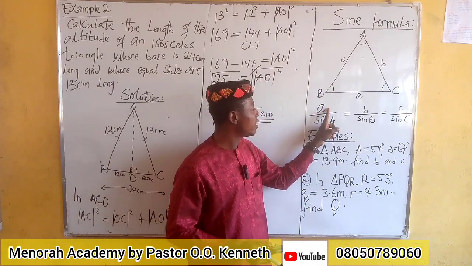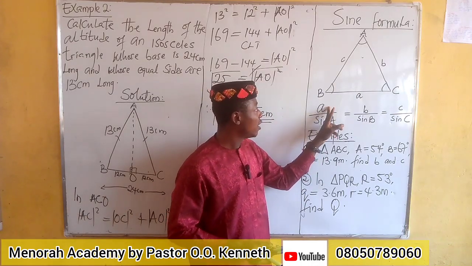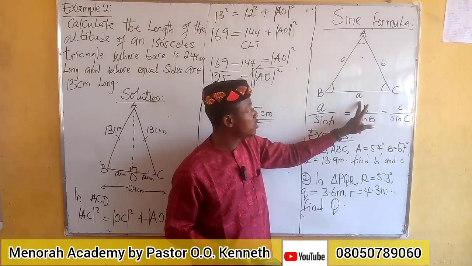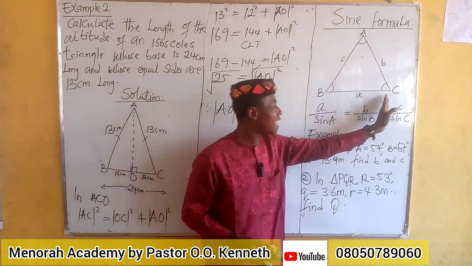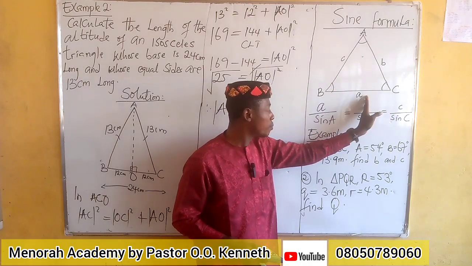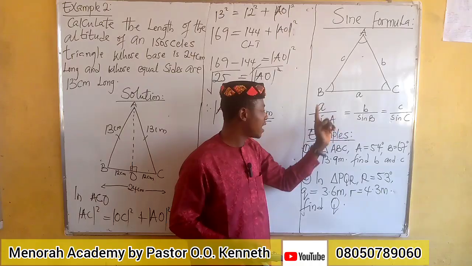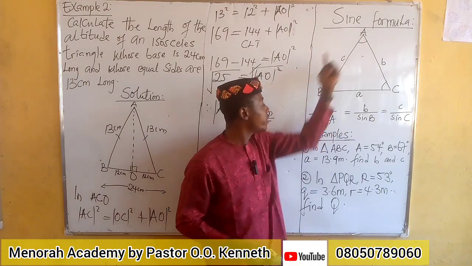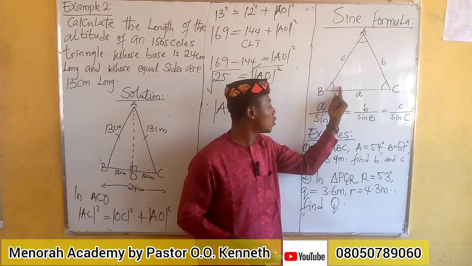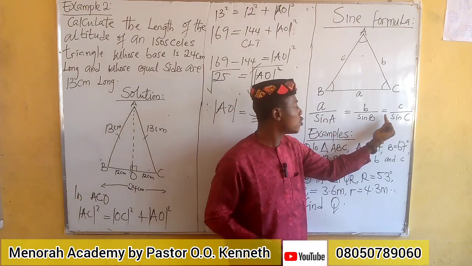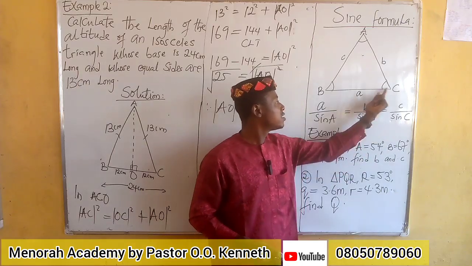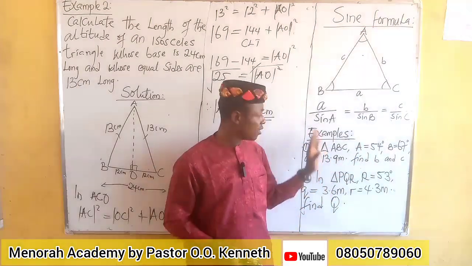Now, the formula is simple. Look at capital letter A there: it represents this angle, and the small letter a, which is directly opposite, represents the side opposite angle A. So a, which is the side, over the sine of angle A is equal to b, the side, over the sine of angle B, which is also equal to c, the side, over the sine of angle C. You see? So that is the formula.